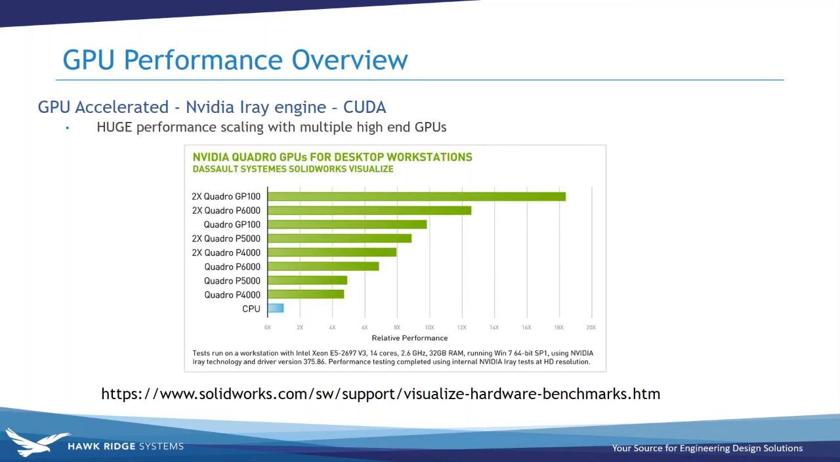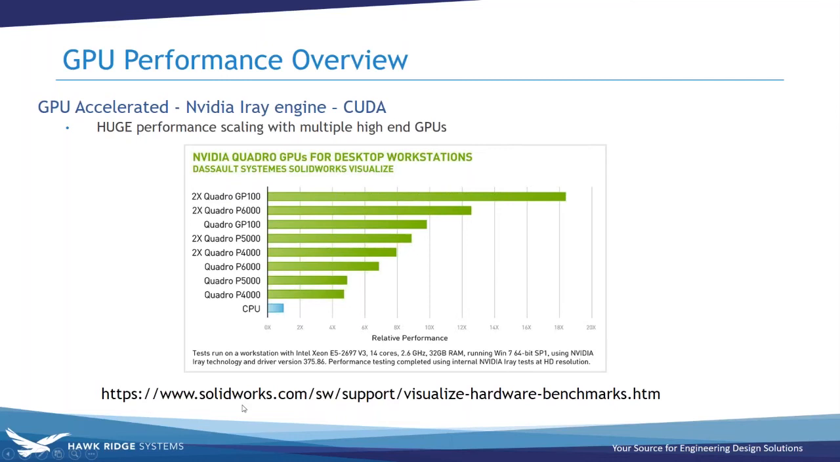But great, look at the performance scaling if you go towards the higher-end graphics cards. It's literally up to 20 times faster in some cases over just CPU-based rendering. On my system, I'm running it with just a lowly Quadro M1200. SolidWorks has some great tabulated benchmarks.